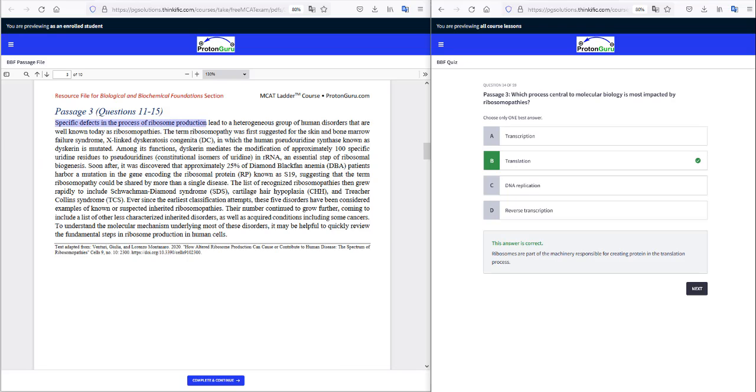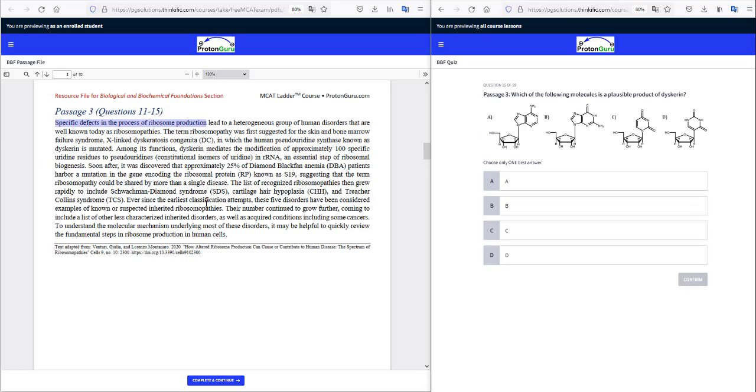So that one could be one of the easier ones. So question 15, the last one associated with this passage. Which of the following molecules is a plausible product of this particular enzyme? Now, this is not an enzyme we need to know ahead of time. I might say, well, what is this thing? If we read about this particular condition, DC, we see that it is a mutation of this enzyme.